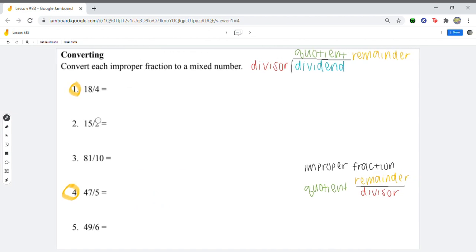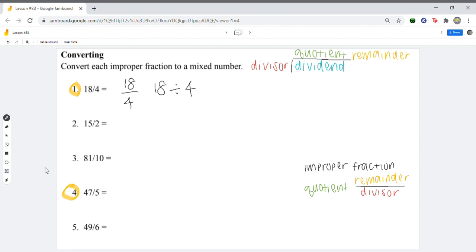Our last section we're going to go over is converting. Now we're back to division, the components of it, and we're going to be converting improper fractions to mixed numbers. So we're going to do number 1 and number 4. Improper fractions is when our numerator is greater than our denominator, which 18 over 4 is. So 18 over 4 is the same thing as 18 divided by 4.